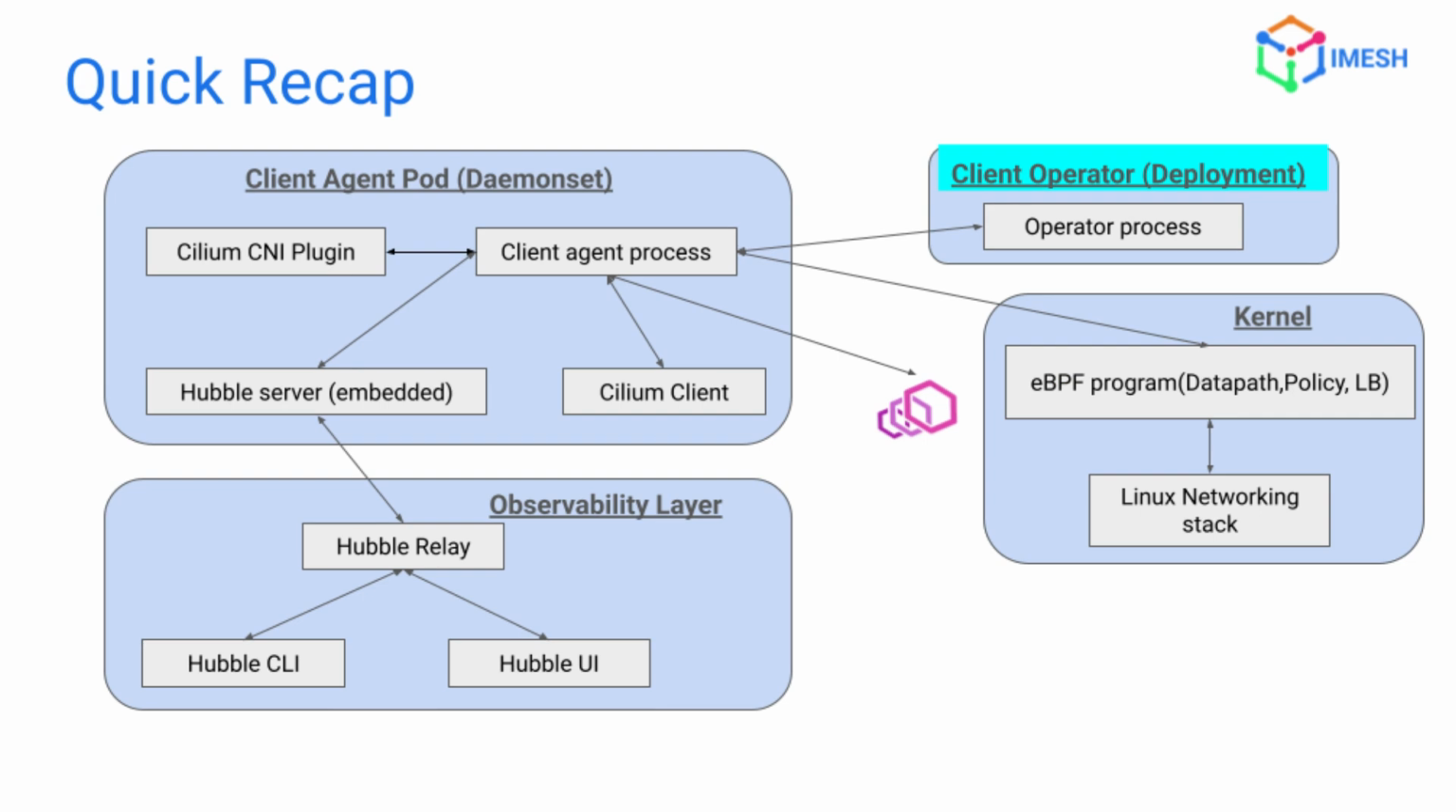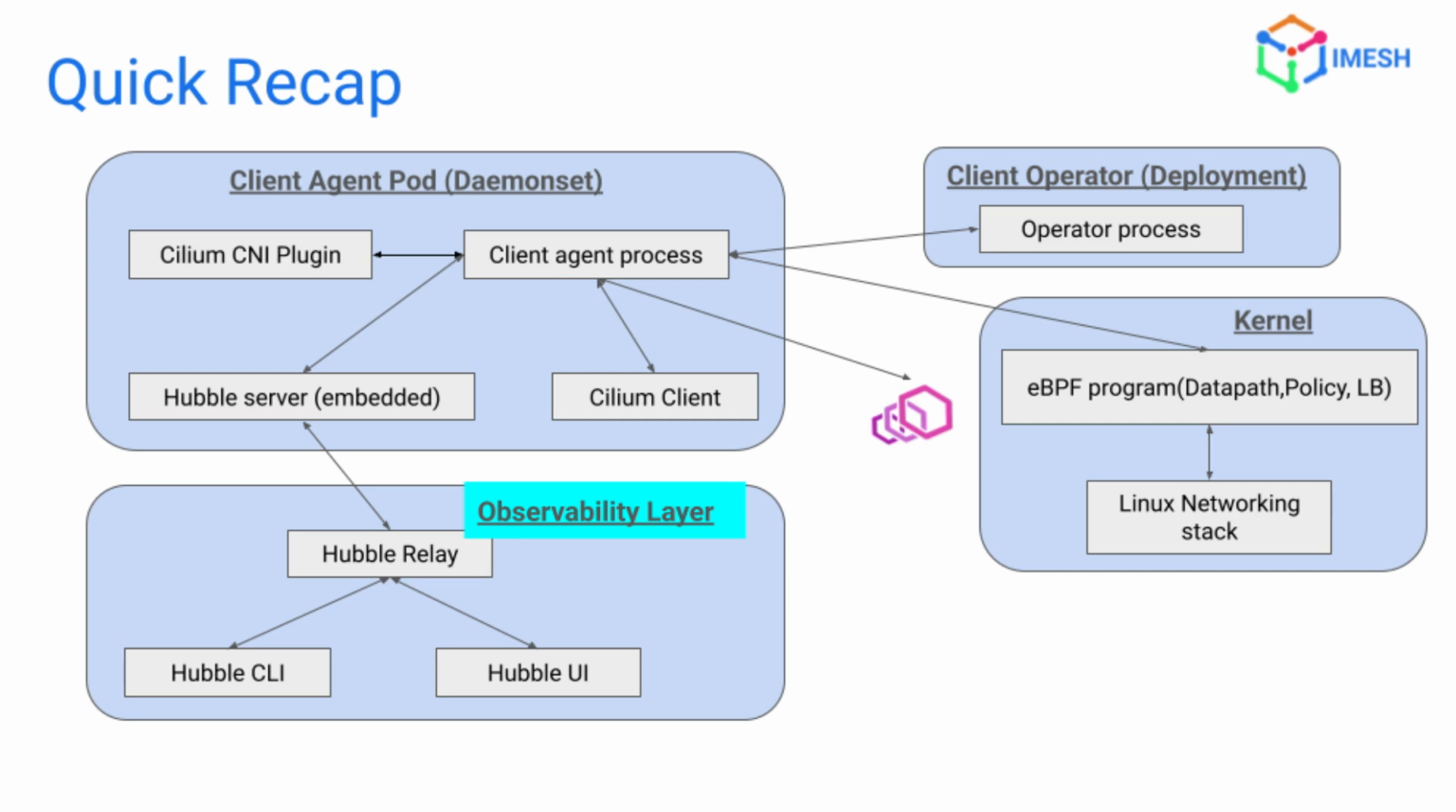Next, we have the Cilium operator. This is a central manager for the entire cluster. It handles tasks that only need to be done once, like managing the overall IP address pool for all the nodes. A key takeaway here is that the operator is not in the critical path for traffic, which makes the system very resilient. And finally, we have the observability layer.